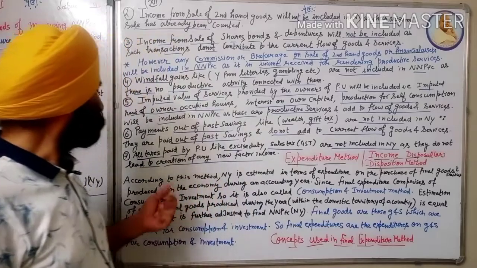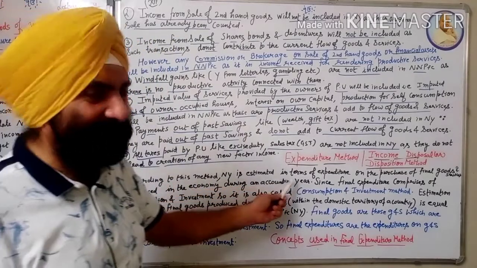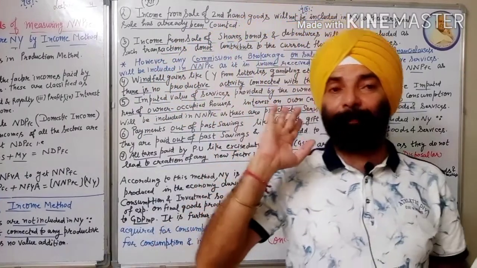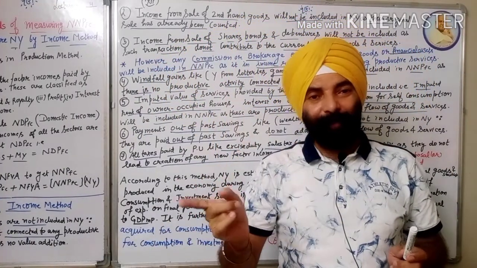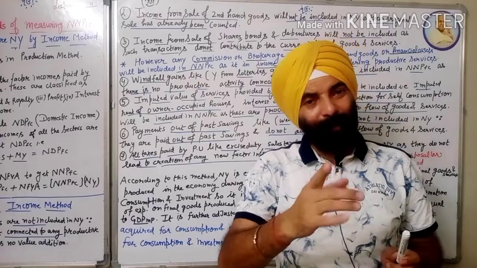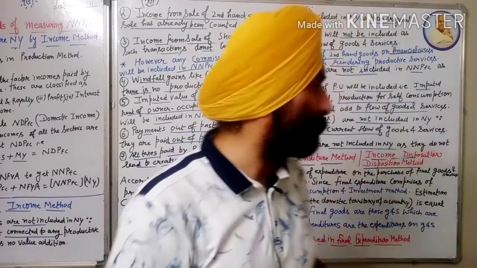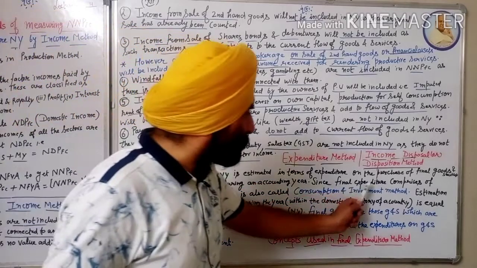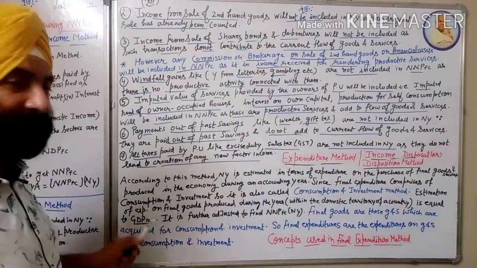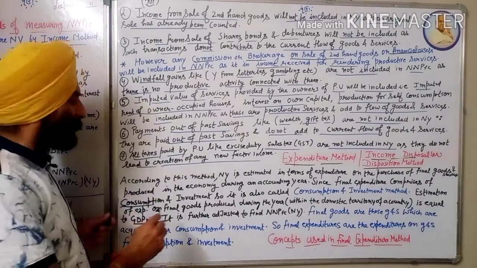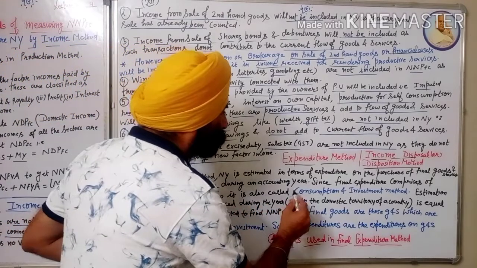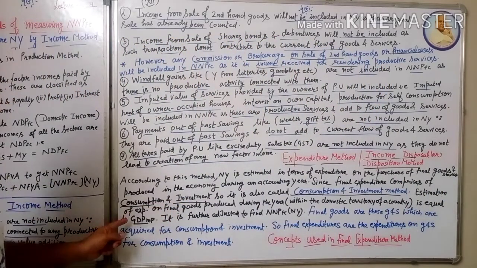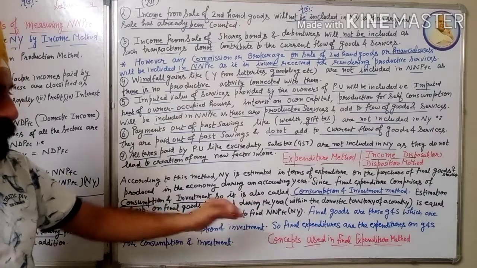Look here, according to this method, national income is estimated in terms of the expenditure on the purchase of final goods and services. आपको पता होगा, पढ़ चुके हो आप, intermediate and final goods. Final goods are for final consumption or investment. They are not for resale. This is most important. So produced in the economy during an accounting year, since the final expenditure comprises of consumption, एक तो फाइनल कंजम्पशन एक्सपेंडिचर, दूसरा फाइनल इन्वेस्टमेंट, so it is also called consumption and investment method. So estimation of the expenditure on the final goods produced during the year within the domestic territory.